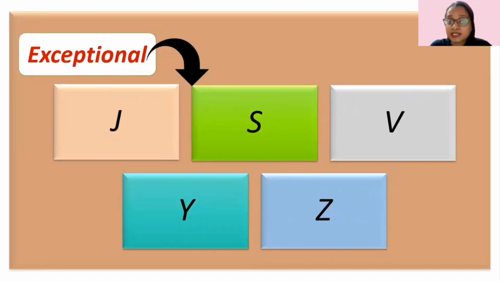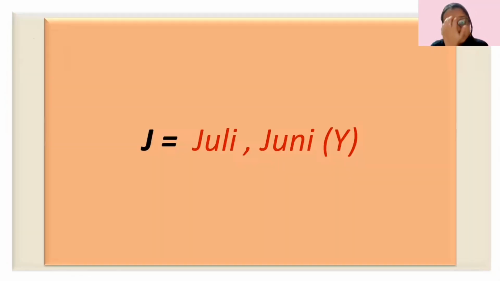Now, these are some exceptions: J, S, V, Y, Z. Let's start with J. The J sound here is Y, like year. You can note it down. J as year, like the Hindi ya. So the pronunciation will be like Juli, not Julie. It will be Yuli. Yuli. Next is Juni. Yuli and Yuni are July and June.